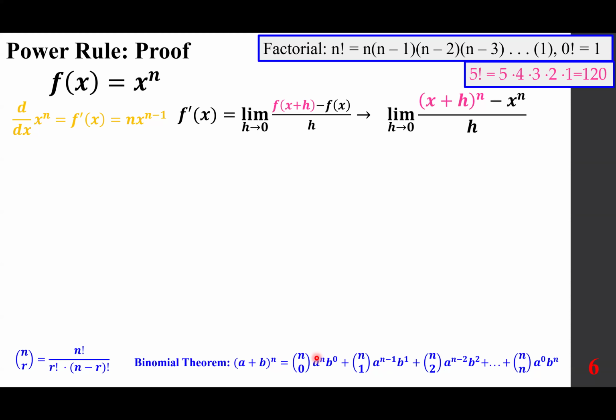Furthermore, we show that combination of n choosing 0 and n choosing n, both of them are 1. This becomes n, and the rest of them you work out. And by the way, obviously this means a to the power of n because b to the power of 0 is 1. And this means b to the power of n because a to the power of 0 is 1.